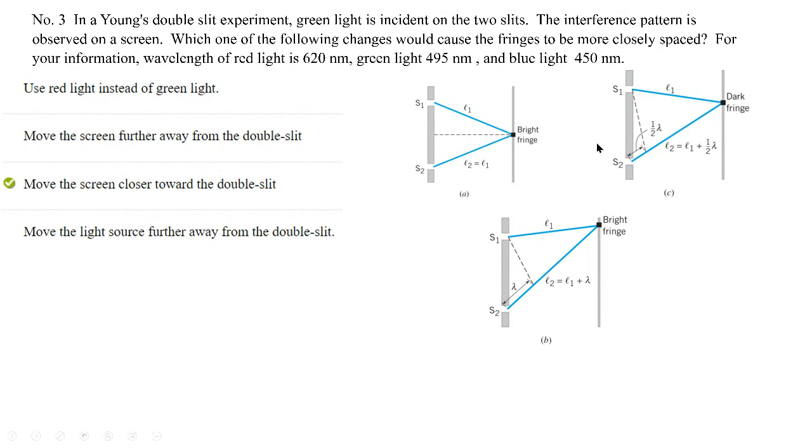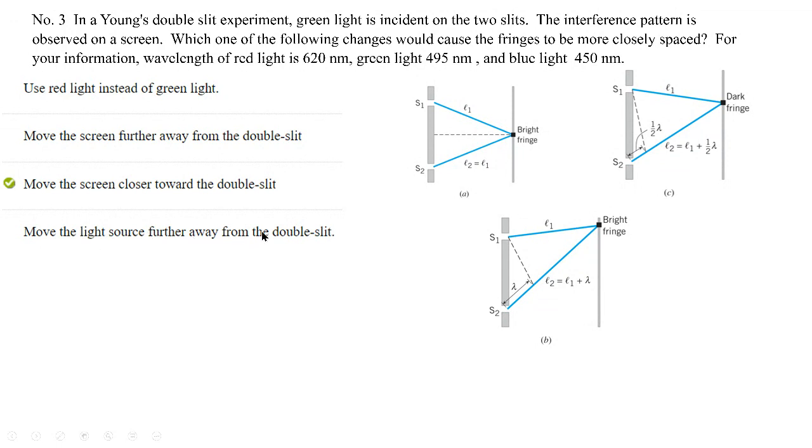No, they will be further apart. Why? It's like having a movie projector. Your screen is further away. Oh, the image is now even bigger. So moving the screen further away is not going to help. But if you move the screen closer, you didn't change the wavelength. It's still green wavelength, but you now move it closer. Then, of course, the fringes will come closer together.